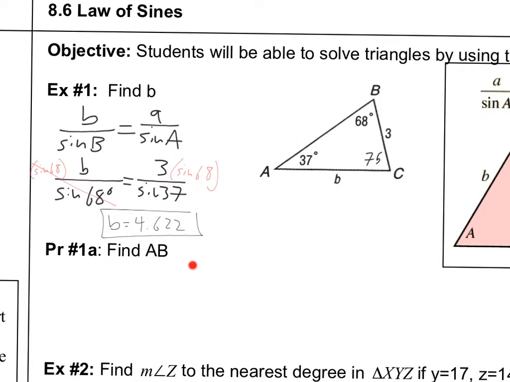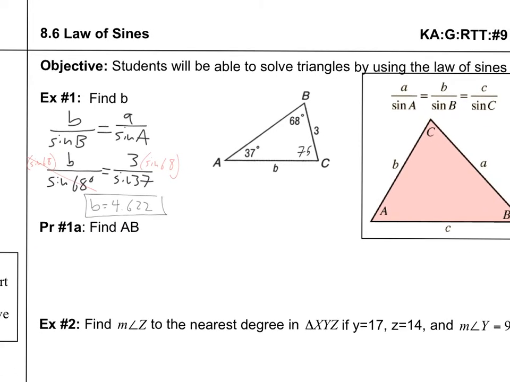So for practice number 1A, I want you to find side AB. AB is this side. It's across from angle C, which we've already found. So it should be pretty easy for you to do. Go ahead and give that a try, and then unpause the video to see the correct answer.